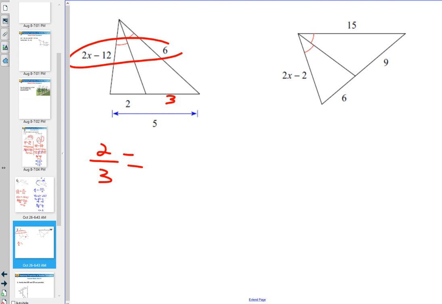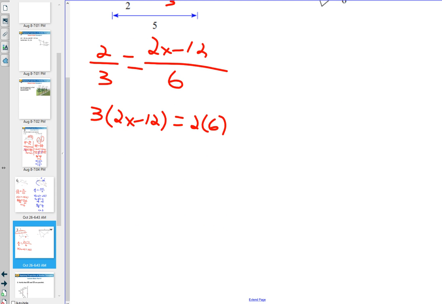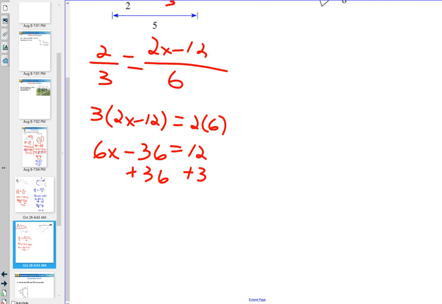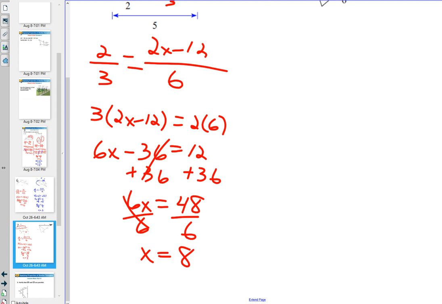So if I do 2 and 3, what's on the same side as the 2? 2x minus 12. What's on the same side as the 3? The 6. Good. Cross multiply. 3 times 2x minus 12. Distribute: 6x minus 36 is equal to 12 plus 36. X is 8. Yay.